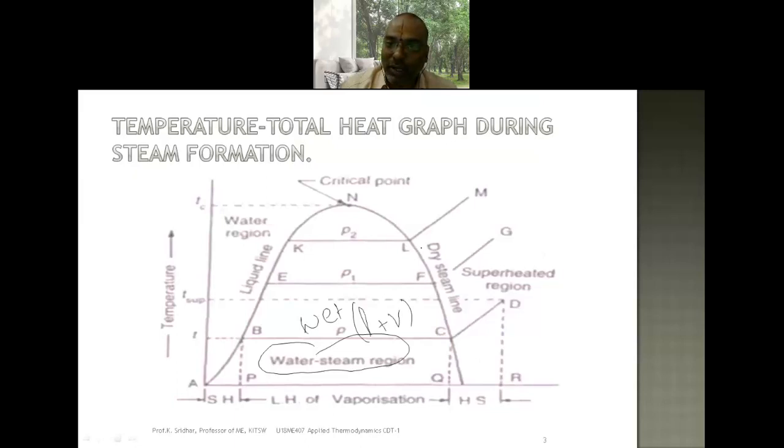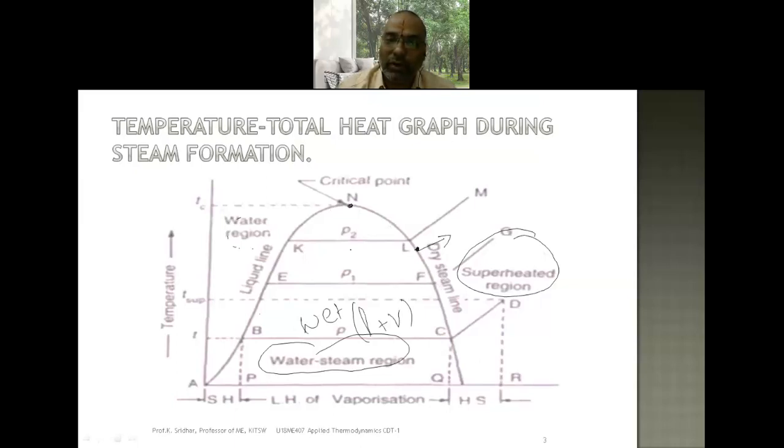And whenever steam is lying on this line, it is known as the dry steam line, that is, the saturated vapor line. And whenever it is further superheated, then this entire region is known as the superheated region, and it is known as superheated steam. And here it is the dry saturated steam, and here it is the wet steam. This is known as the saturated liquid line, and this is known as the subcooled region, or the water region. And this is known as the critical point.